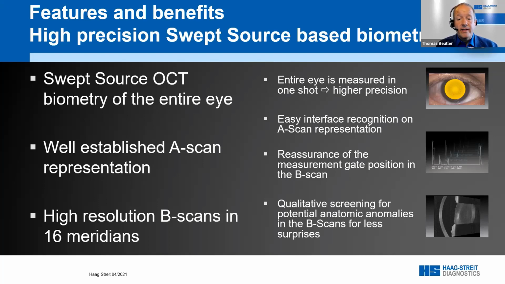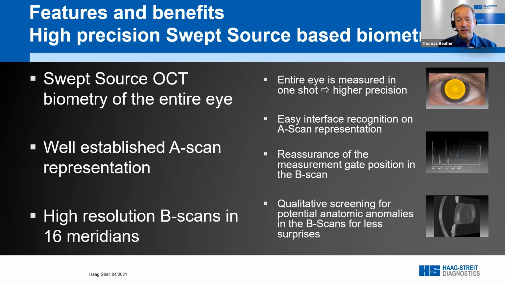We then provide the A scans, as you know it from other biometers, with the intensity plots, the little mountain plots: cornea, lens, retina. But in addition, you also get B scans, and a set of 16 B scans is what's part of the cataract suite. So you see the entire anterior chamber and also the rest to the retina in great detail.